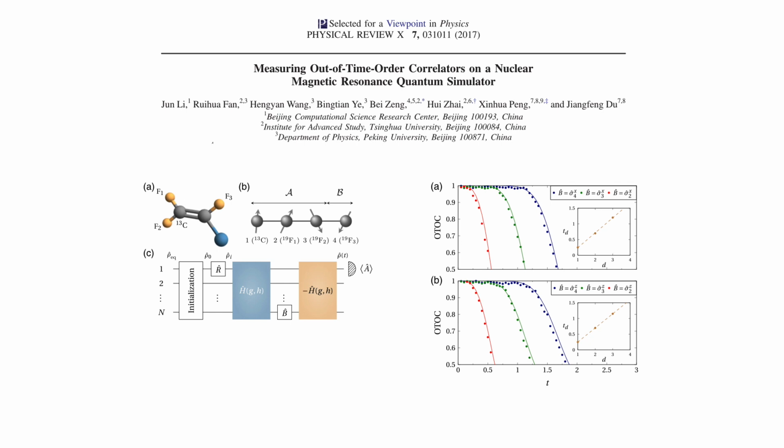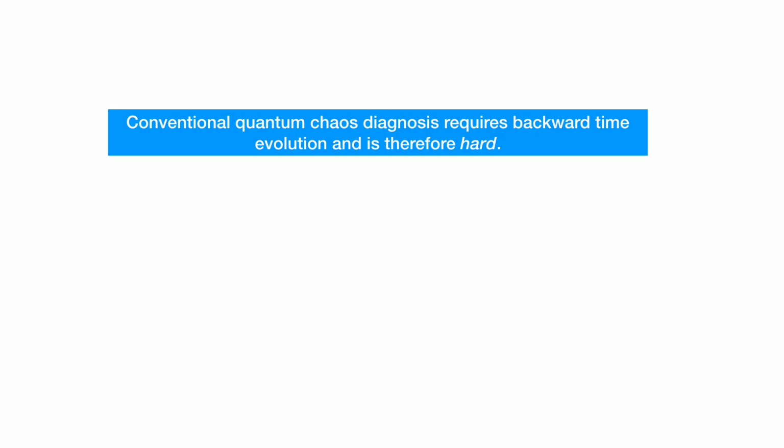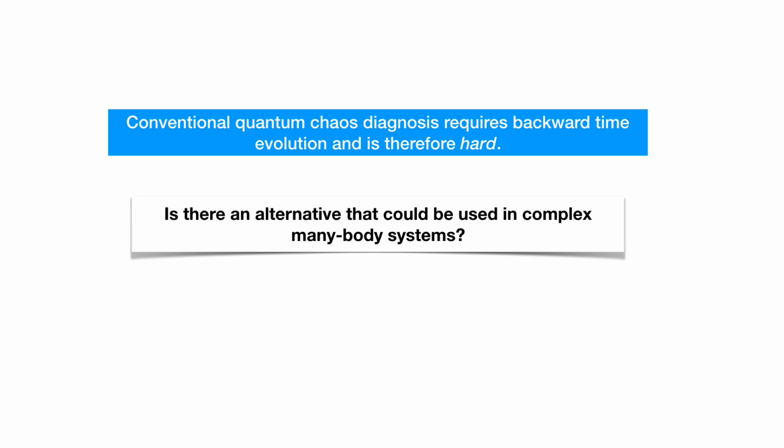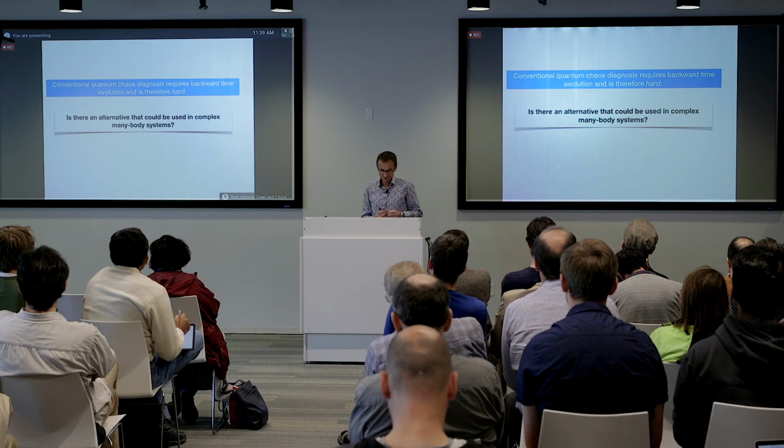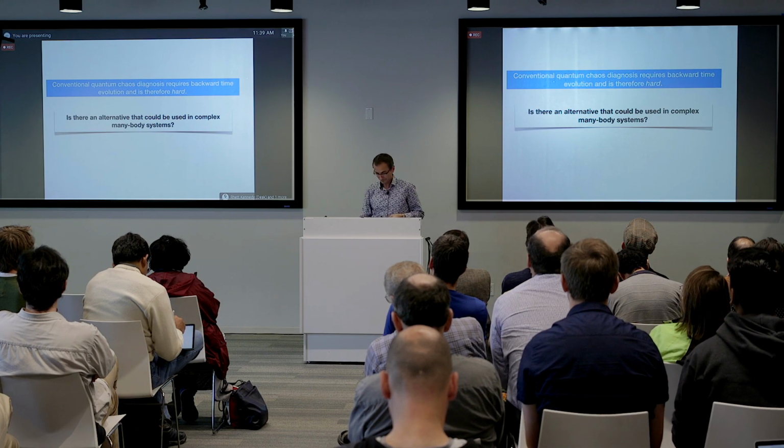Another system here, this is a magnetic resonance quantum simulator with a certain type of molecule. And again, you have evolution forward in time and then backward in time, and you can extract this exponential growth of this chaos correlator. But again, in naturally occurring many-body systems, you cannot do this. The electrons just behave according to whatever interactions are there, and you cannot run time backwards.